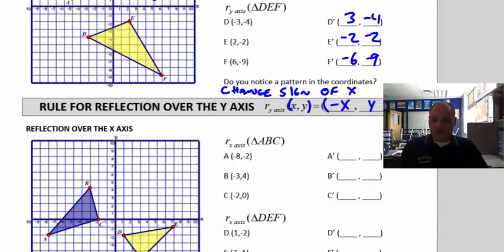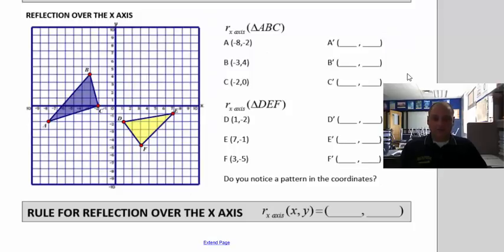All right, so reflection over the x-axis now. Let's just do ABC now. So A is 2, we're going over the x-axis. The x-axis is your mirror. A is 2 below the x-axis, so we'll go 2 above. C is right on, so it stays where it is. B is 4 above, so we go 4 below. All right, and we label.